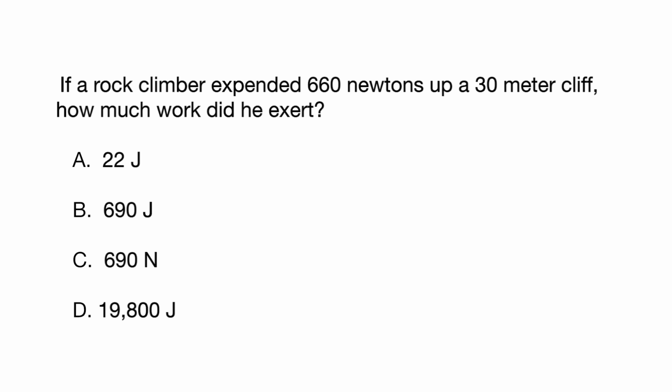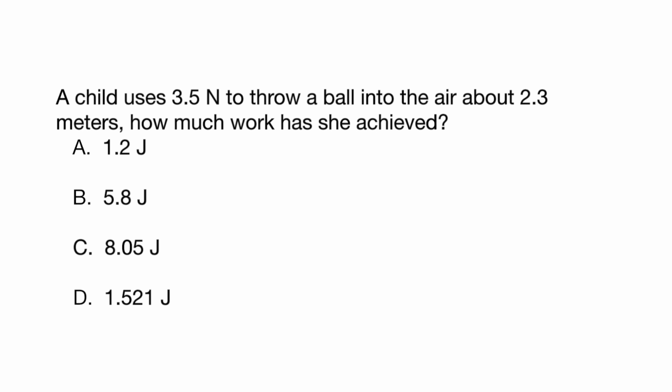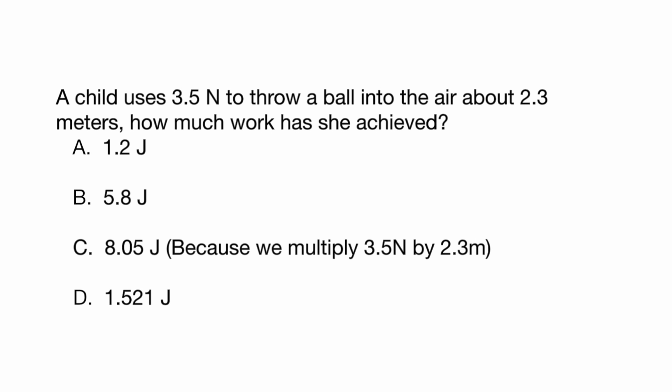If a rock climber expends 660 newtons up a 30-meter cliff, how much work did he exert? The answer is D, 19,800 joules, because we multiply 660 newtons by 30 meters. Let's try another one. A child uses 3.5 newtons to throw a ball into the air about 2.3 meters. How much work has she achieved? The answer is C, 8.05 joules. Again, we only have to multiply 3.5 newtons by 2.3 meters.